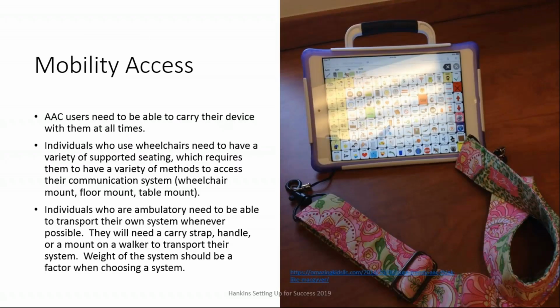Mobility access too is a factor. AAC users need to be able to carry their device with them all the time. So you need a comfortable shoulder strap. Individuals who are ambulatory need to transport their own system. So they'll need a carry strap, a handle, a mount on their walker, like we talked about before. But then the weight of the system needs to be a factor when you're choosing all of that.